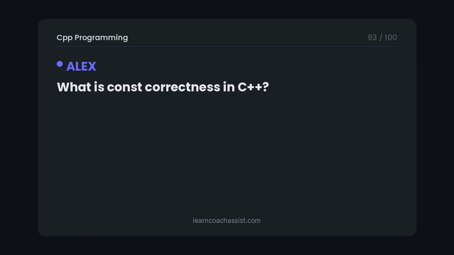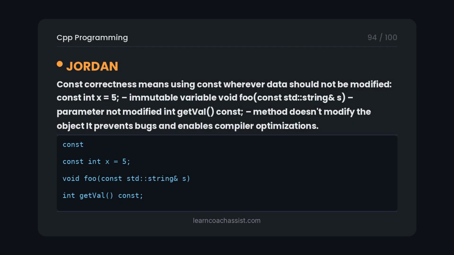What is const correctness in C++? Const correctness means using const wherever data should not be modified. const int x = 5; // immutable variable; void foo(const std::string& s) // parameter not modified; getVal() const // method doesn't modify the object. It prevents bugs and enables compiler optimizations.